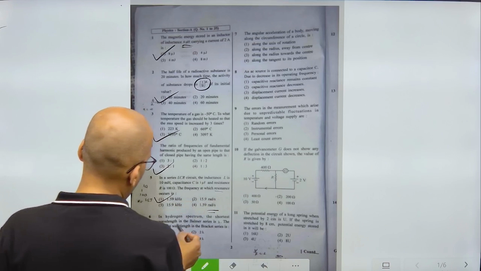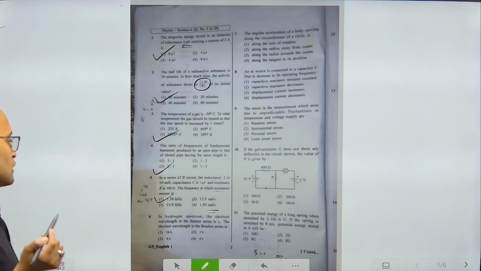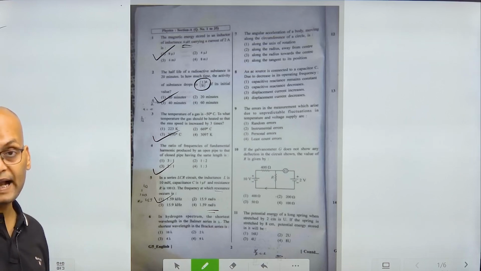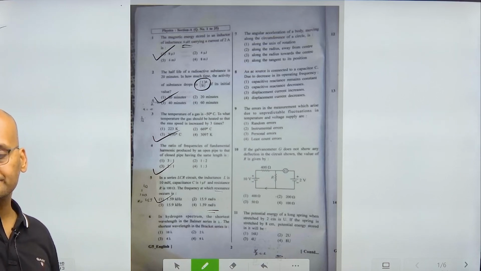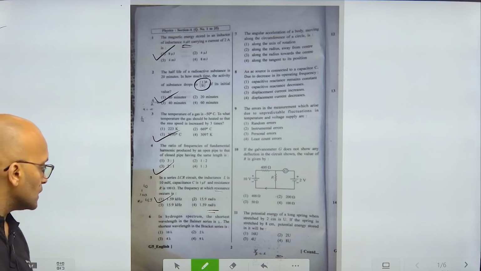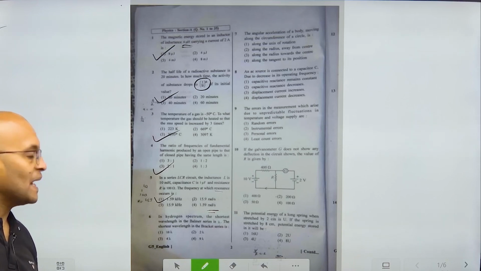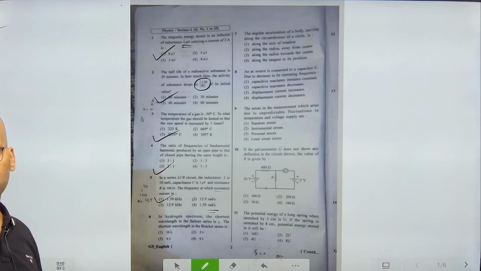It is saying, in the hydrogen spectrum, the shortest wavelength of the Balmer series. Balmer series means n equals 2. And the shortest wavelength of the Brackett series, for Brackett n equals 4.